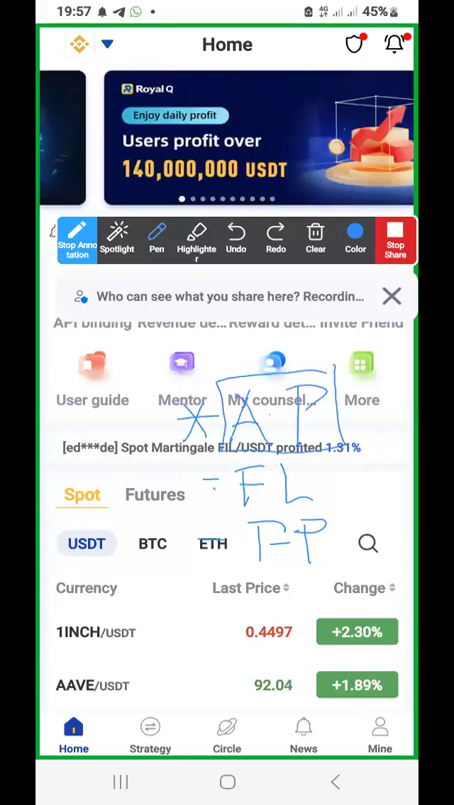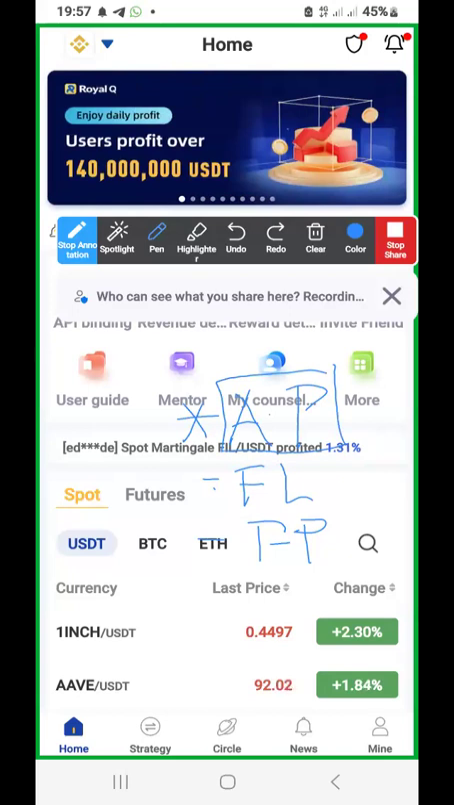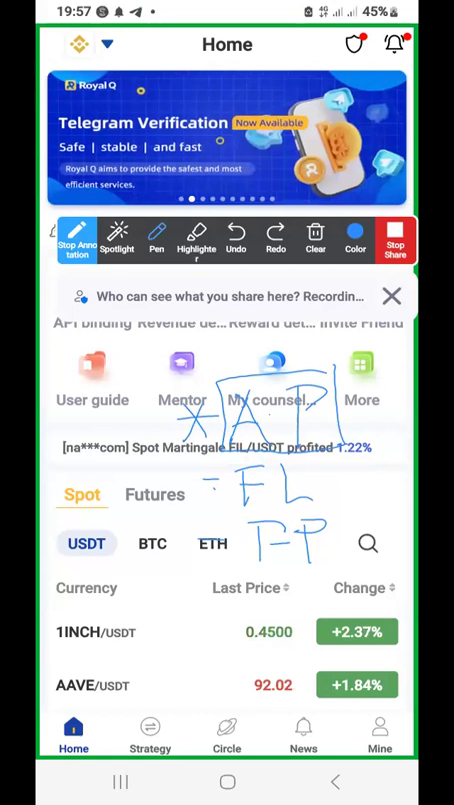Now, the average price here becomes like the benchmark to determine whether you are floating in profit or floating in a loss. All right.